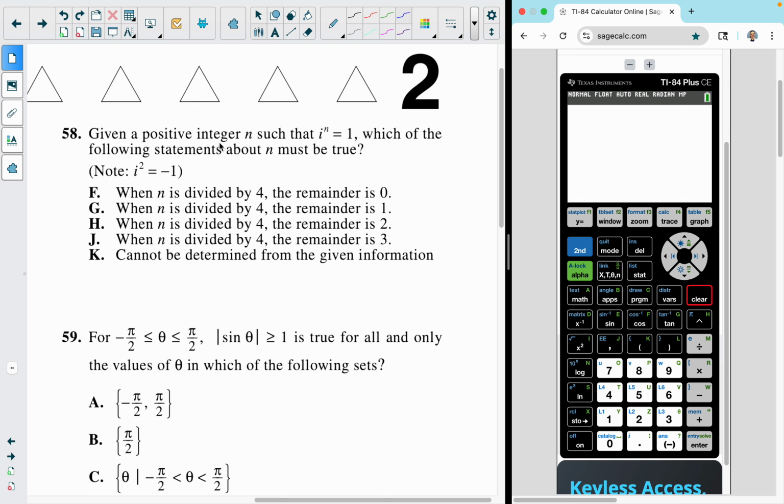Question 58 says, given a positive integer n, such that i to the n is equal to 1, which of the following statements about n must be true? Note that i squared is equal to negative 1. So this goes back to the imaginary numbers. So I'm going to check.